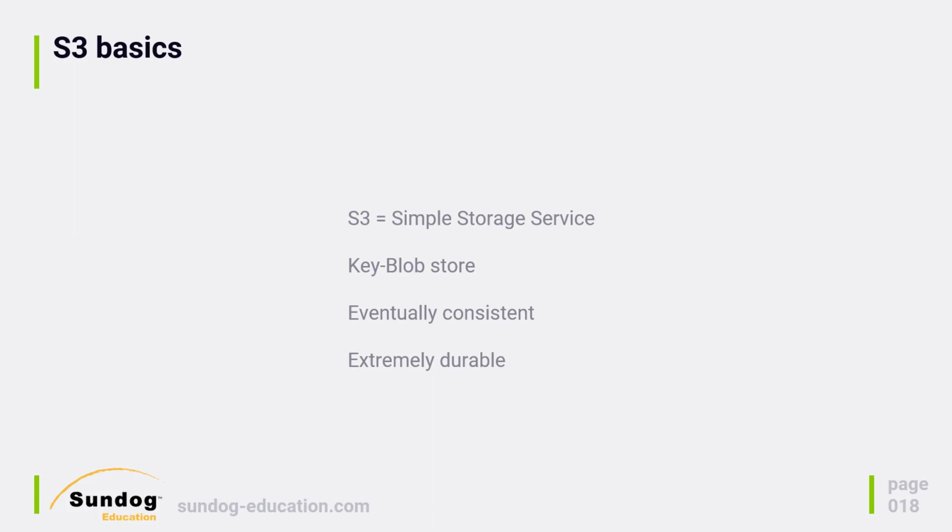S3 again stands for Simple Storage Service. Three S's there, hence the name S3. Fundamentally, it is what we call a key blob store. So even though people kind of think about it as a file system, it's really not a file system. It's just a system for storing blobs of data, objects that are stored as generic blobs of information. And those blobs are associated with unique key names, okay?